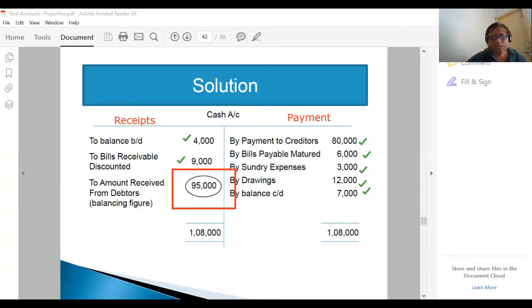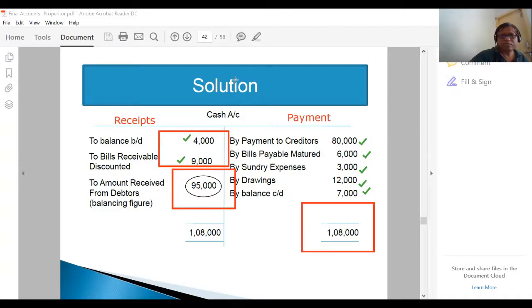Closing is there. So total of this and subtract this, you will get this value. So understand, all the payments are on one side, all the receipts are on another side. The difference is the amount received from debtor.